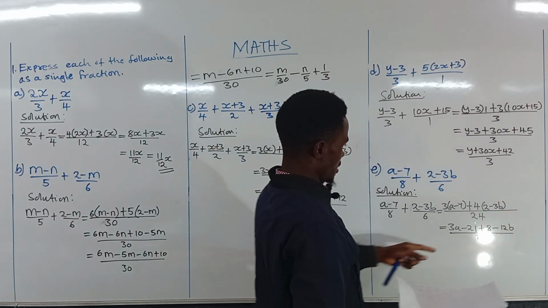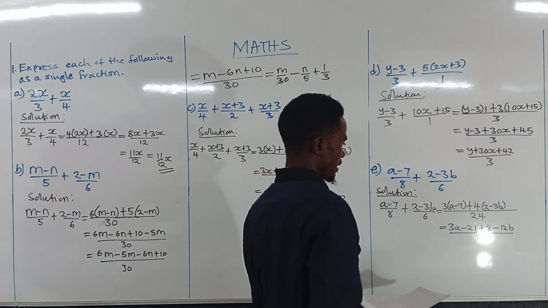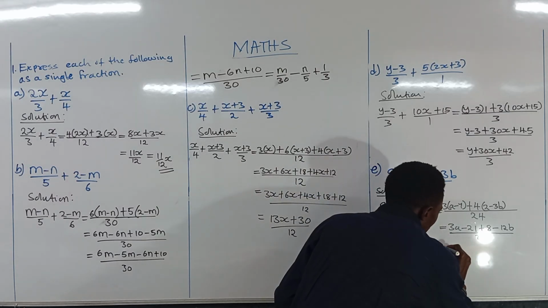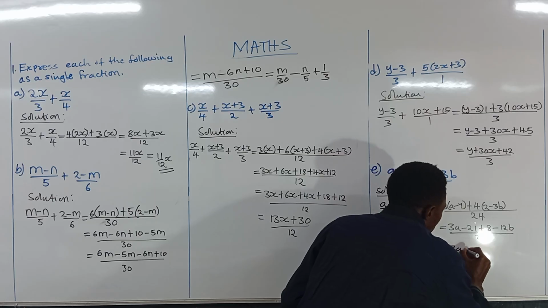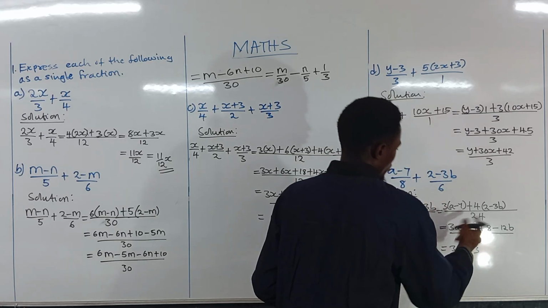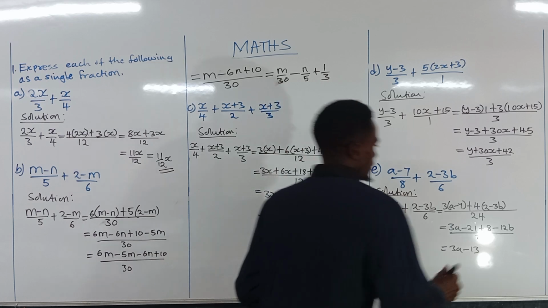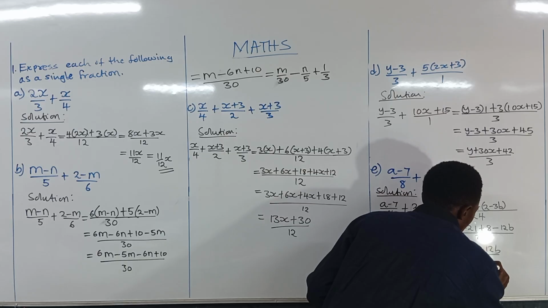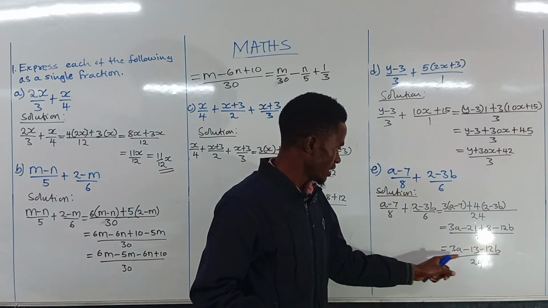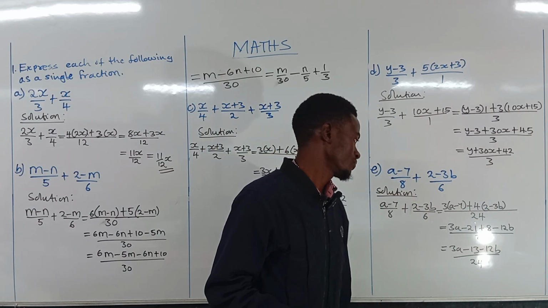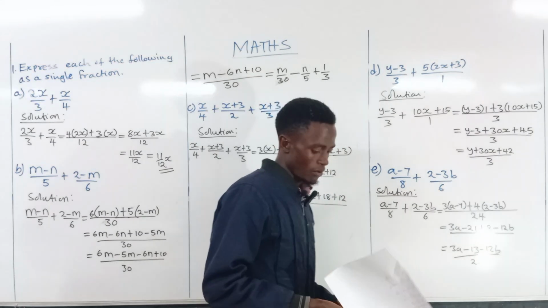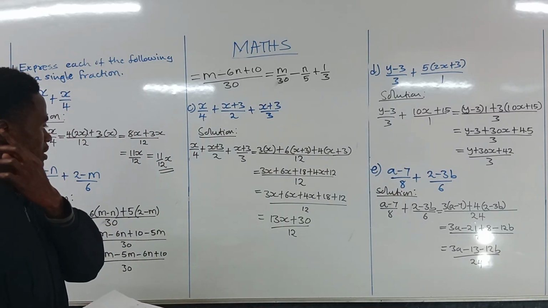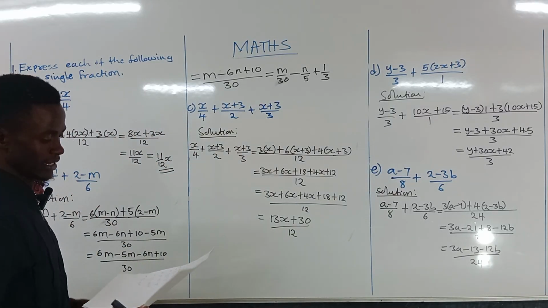So the common terms here can be 21 and 8, because they are non-lettered. So minus 21 plus 8. So we have 3m minus 13, because minus 21 plus 8 should be minus 13, and then minus 12b out of 24. So up to this point, 3m minus 13 minus 12b over 24 is our final answer, because we cannot make it any simpler, and we should always leave it as a single fraction as guided by our question.